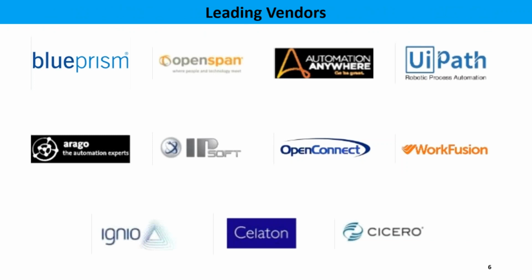Coming to the leading vendors, these are the very leading vendors in the market: Blue Prism, OpenSpan, Automation Anywhere, UiPath, WorkFusion, OpenConnect. These are the leading vendors in the market that provide services for any kind of RPA process.